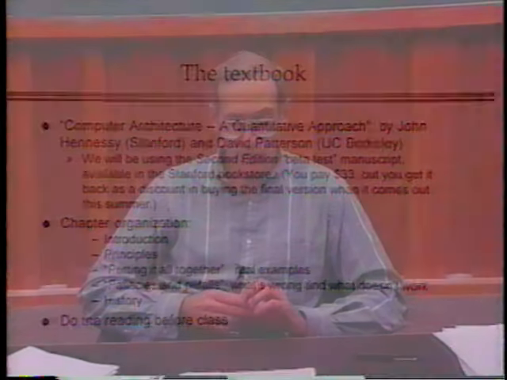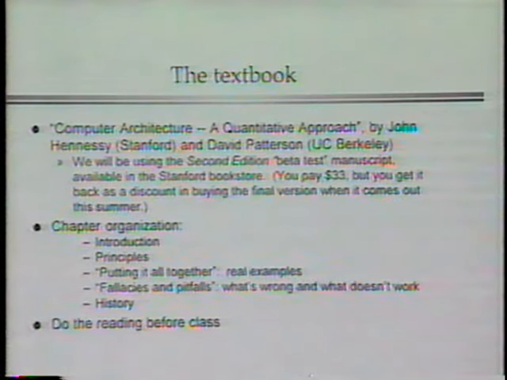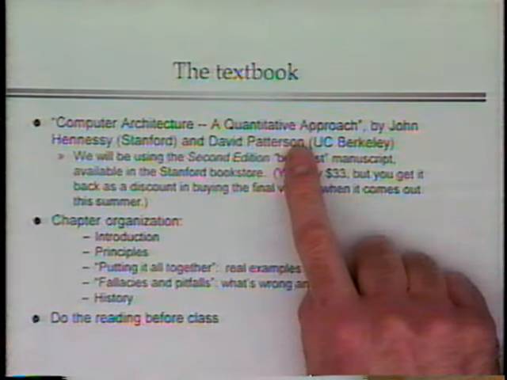Okay, the textbook. The textbook is a very good book written by John Hennessy, who's at Stanford. I think he's in fact the chairman of the computer science department this quarter, or right now. And David Patterson, who's at UC Berkeley, both well-known both in academia and in industry. They've been involved in the design of chips and processors. And they wrote a book about 4 years ago called Computer Architecture: A Quantitative Approach.